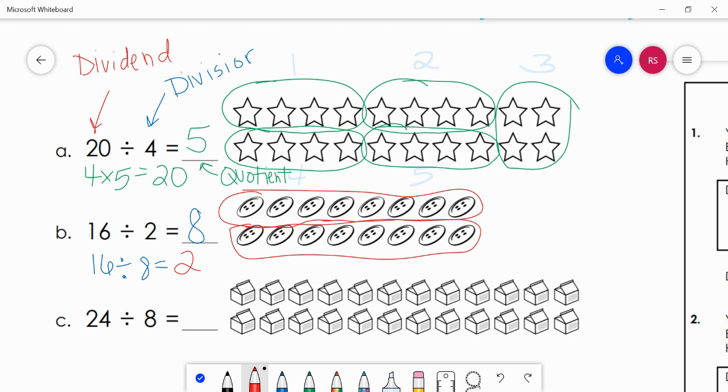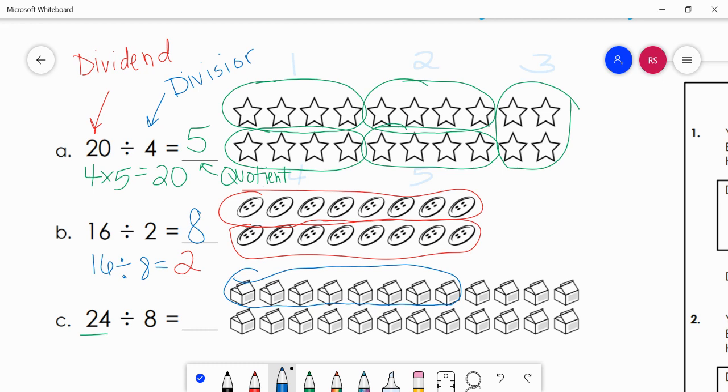All right, so I hope that you wrote this down in your notebook and you're ready to go. So we have 24 total milk cartons, juice cartons, whatever's in the side of those cartons. 24 is our dividend, and we're dividing it by 8. 8 is our divisor. So our divisor is going to tell us how many are going to be in each group. So I'm going to start to create groups of 8. 1, 2, 3, 4, 5, 6, 7, 8.